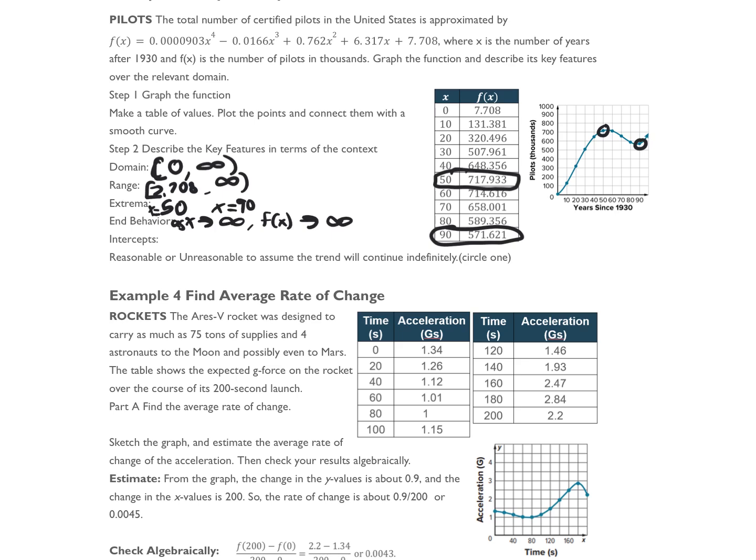The intercepts. The y-intercept is going to be 7.708, so we'd say (0, 7.708). That's the y-intercept. And this actually has no x-intercepts. So this graph never will touch the x-axis.